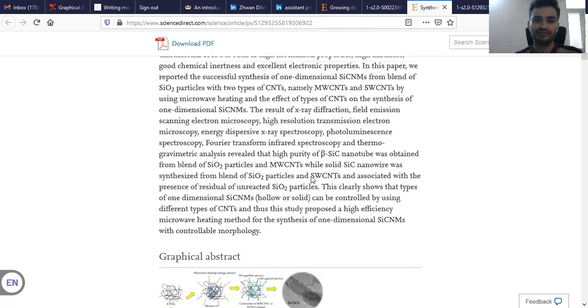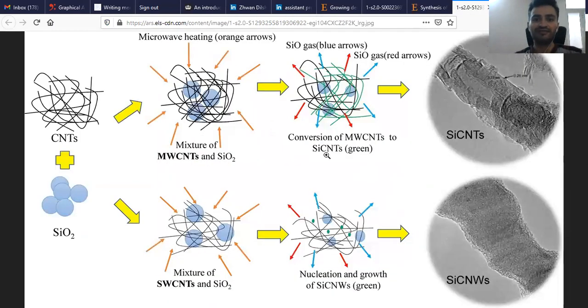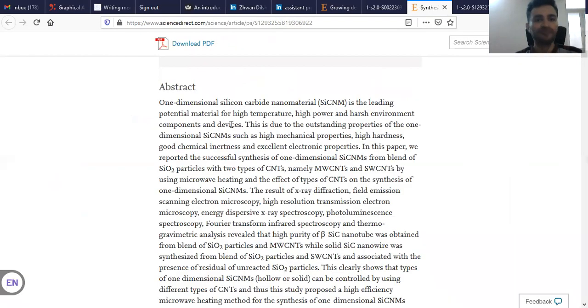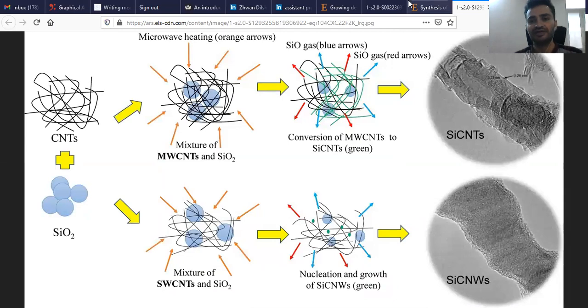So again, similarly to the previous example, when we read the text abstract, some information or main finding, we should find here in the graphical abstract. Of course, at the beginning of the abstract is an introduction of the paper. After that, maybe the methodology. They use a single wall carbon nanotube and a multi-wall carbon nanotube, and when they use a different type of carbon nanotube, they get a different structure of silicon carbide, either nanotube or nanowire.